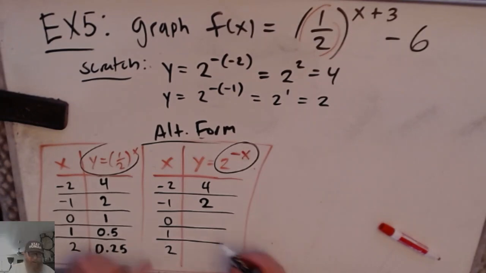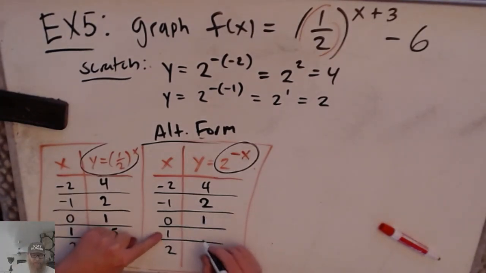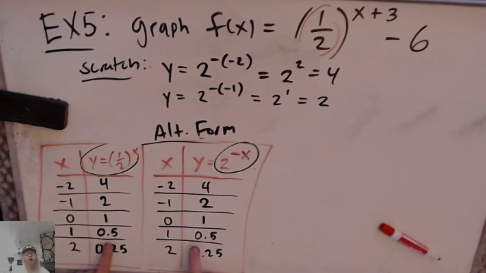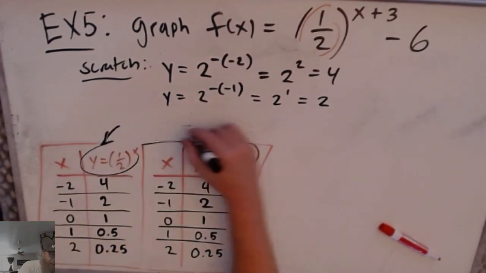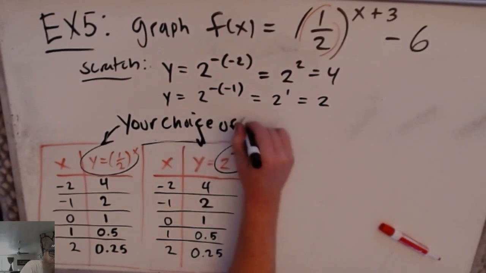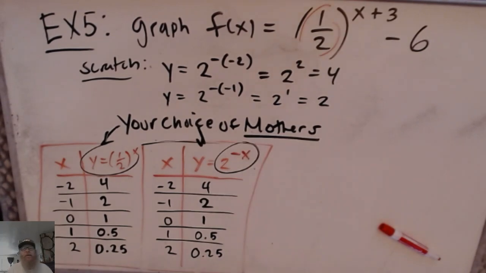All right. The rest of these you can do in your head. 2 to the 0 is 1. 2 to the -1 is a half. And 2 to the -2 is 0.25. So all of these y values and x values are identical. So it's your choice as to which one you like to use. You got 2 mothers to choose from. They're identical. They're twins.